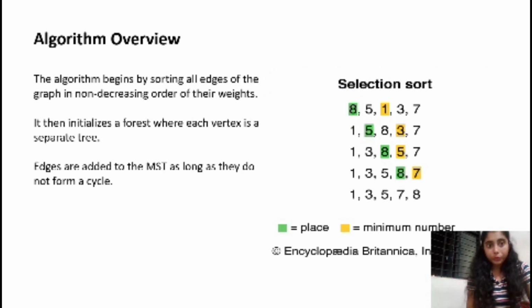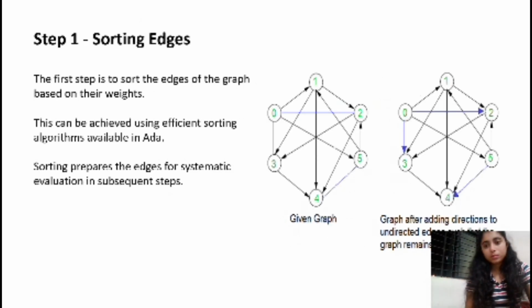Algorithm overview. The algorithm begins by sorting all the edges of the graph in non-decreasing order of weights. Then initialize a forest where each vertex is a separate tree. Edges are added to the MST as long as they do not form a cycle. Step 1, sorting edges. This can be achieved using efficient sorting algorithms available in Ada. The first step is to sort the edges of the graph based on their weights. Sorting prepares the edges for systematic evaluation in subsequent steps.